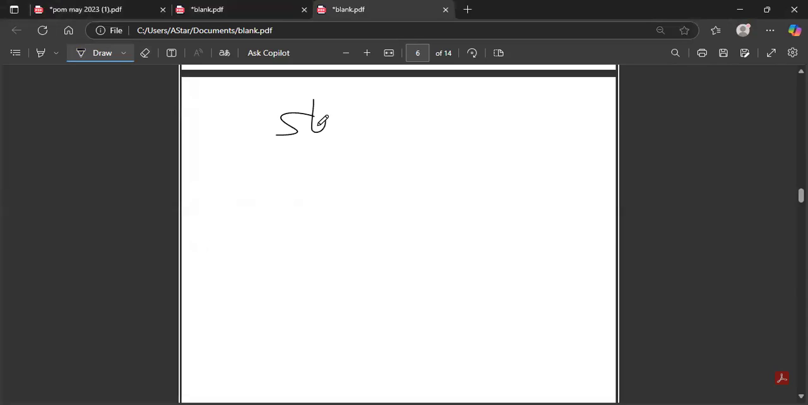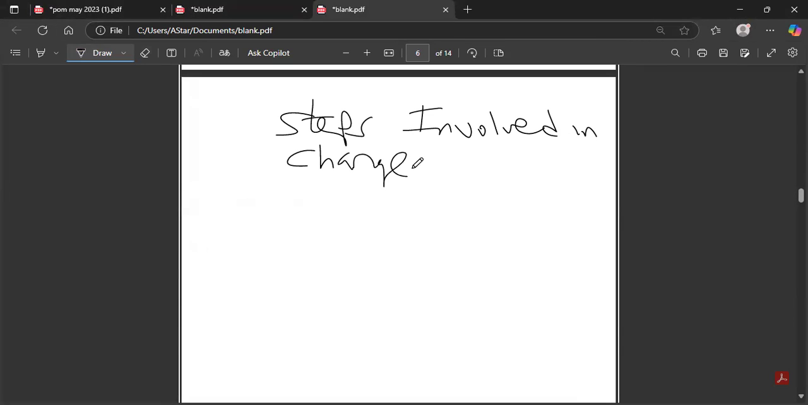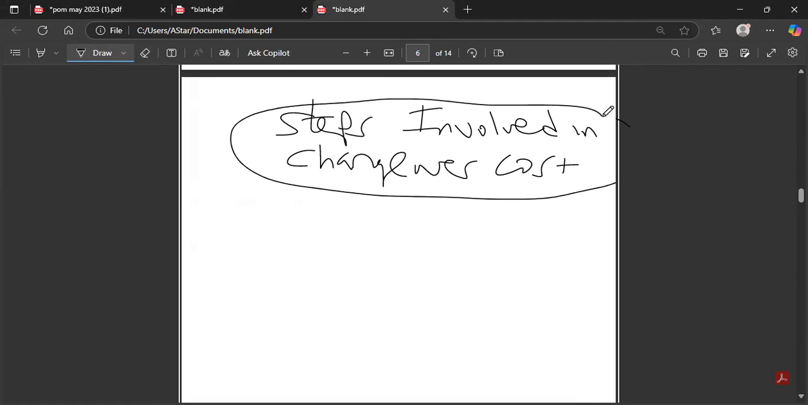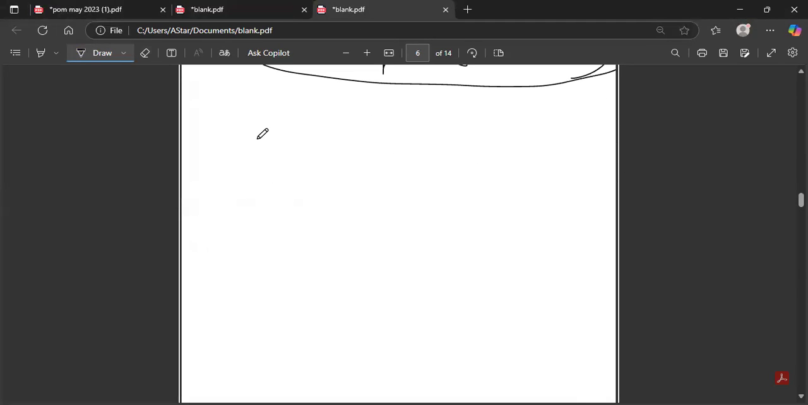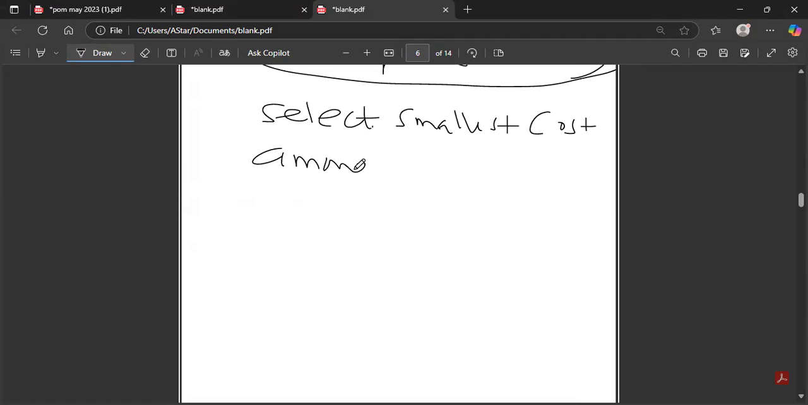So the steps involved in the changeover cost. Number one, select what? The smallest cost among all the costs.